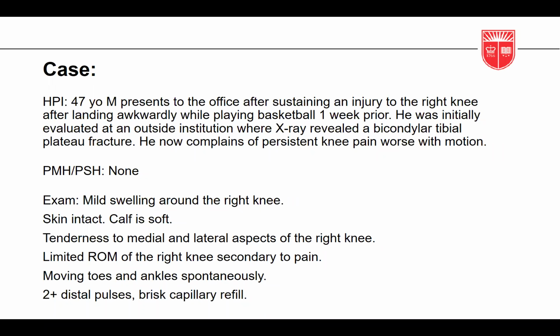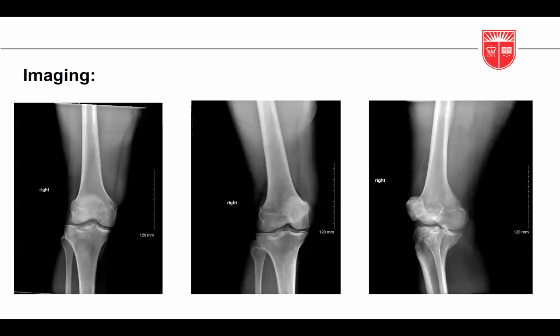On examination, he was noted to have mild swelling with tenderness to the medial and lateral aspects of the right knee. He was neurovascularly intact and had limited range of motion secondary to pain and swelling. So here we have multiple views of the right knee displaying a bicondylar tibial plateau fracture with depression of the lateral and medial condyles, as well as a medial split in the coronal plane. You can also appreciate some significant lateral condylar widening, as well as posterior depression.